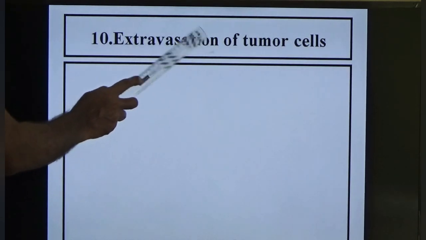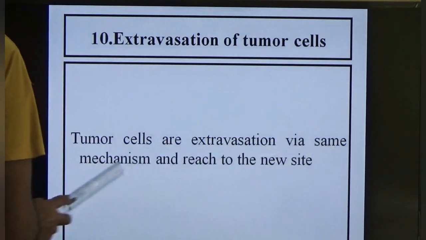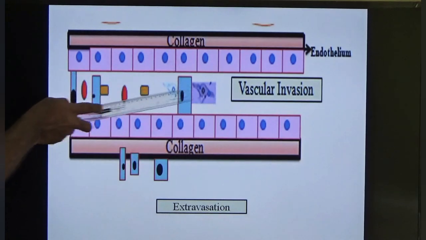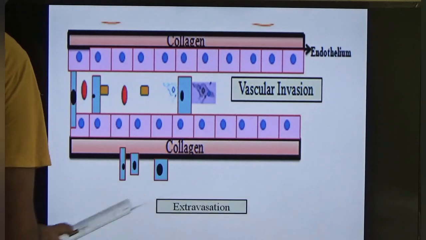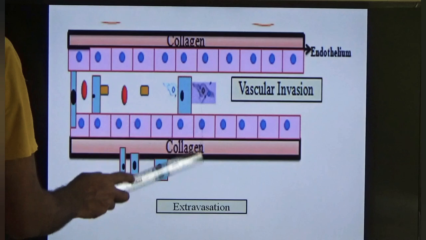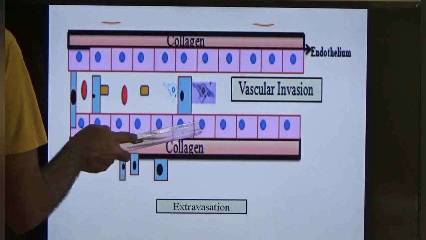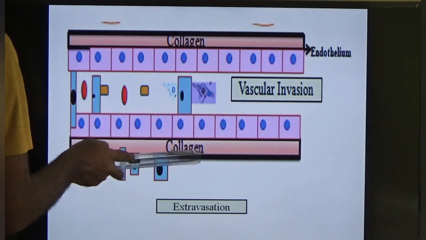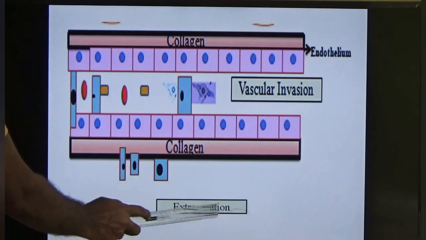Next one, extravasation of the tumor cells. The tumor cells extravasate via the same mechanism and reach the new site. So this is the cell. Now it is inside, now it comes to the outside. It reaches extravasation, that means out. So how does it come? The same pathway. First there is loosening of the endothelium by detachment of the adhesion molecules. Then it degrades the basement membrane, then it comes out. Same mechanism, it comes to the outside.